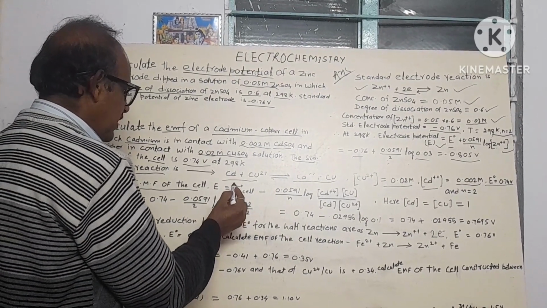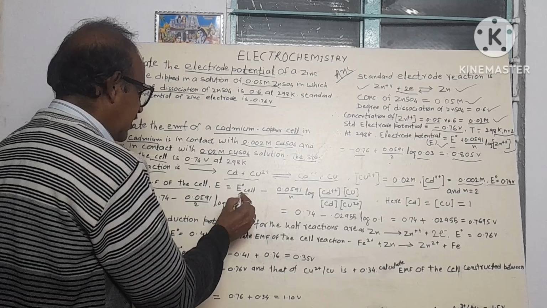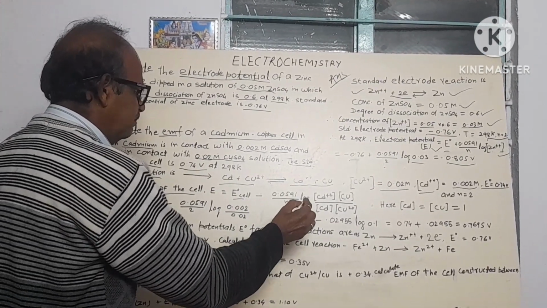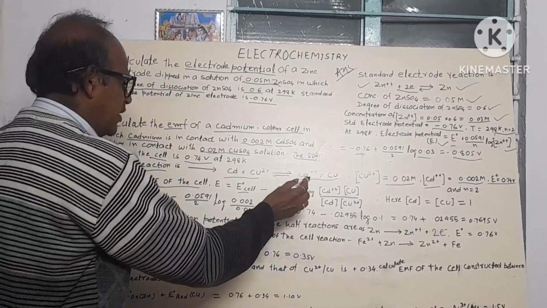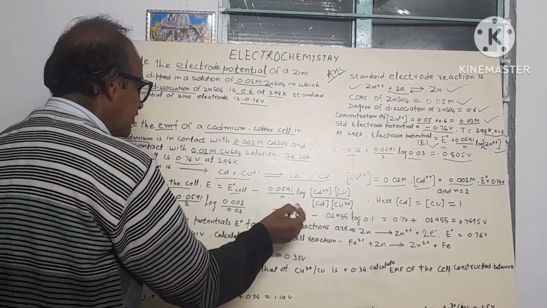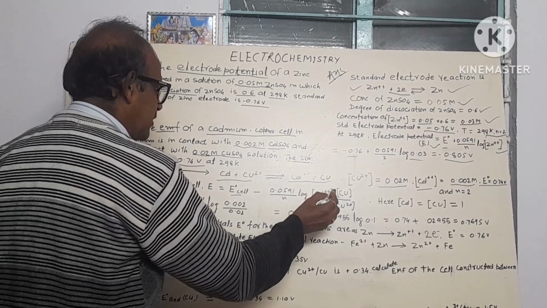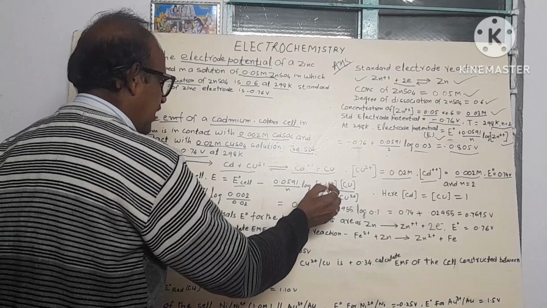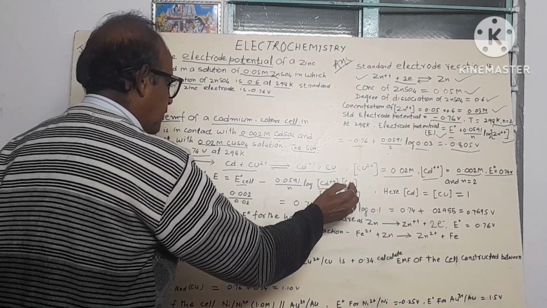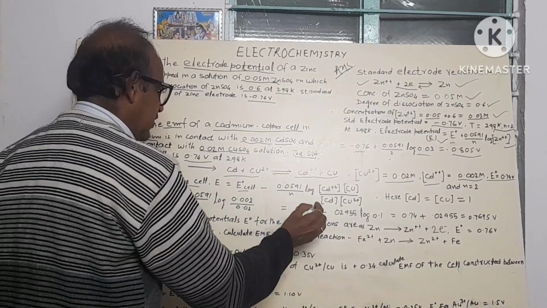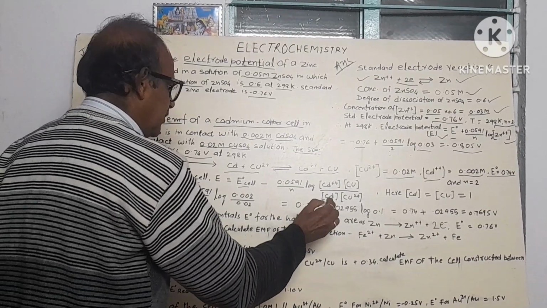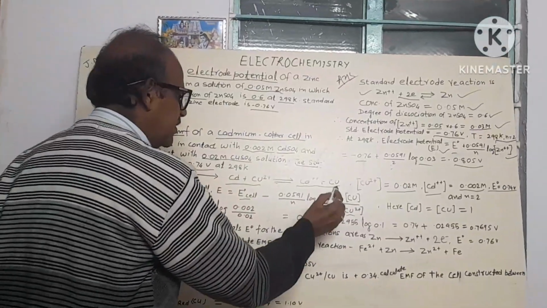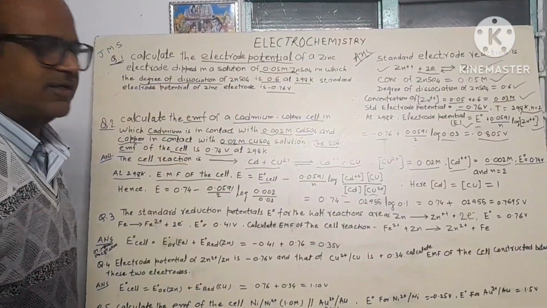E is equal to E naught cell, standard, minus 0.0591 divided by n log of the concentration of product divided by reactant. Then product is cadmium ion plus copper. Molar concentration of cadmium ion plus molar concentration of copper, divided by reactant, molar concentration of cadmium and molar concentration of copper ion. Actually, this big bracket is known as molar concentration.